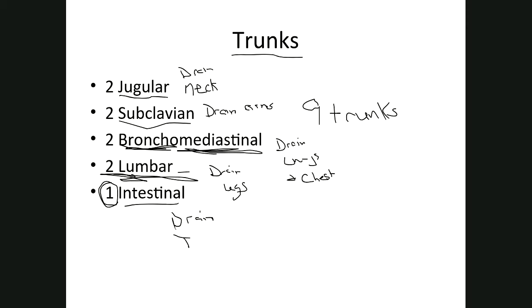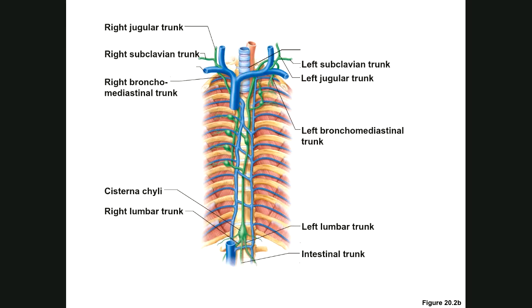So if we look at that on a picture, we could see these trunks. Now they're not huge, so don't go looking for some huge things because they're not. But here are the trunks. That's a jugular trunk, and that's a jugular trunk. That's a subclavian trunk, and that's a subclavian trunk. That's a bronchomediastinal trunk, and that's a bronchomediastinal trunk. There's a lumbar. There's the other lumbar. And then remember, we only have just one intestinal trunk. So 2, 4, 6, 8, 9 trunks. Does that make sense to everyone?